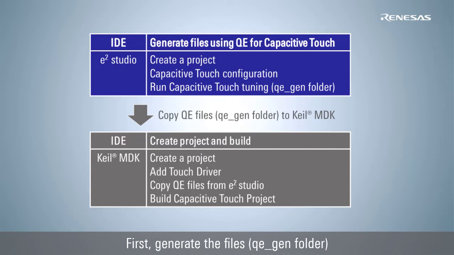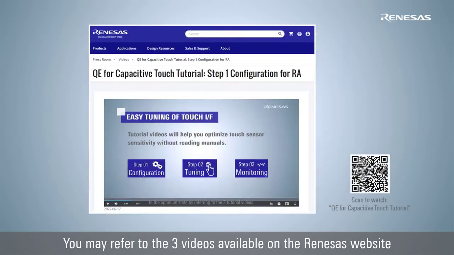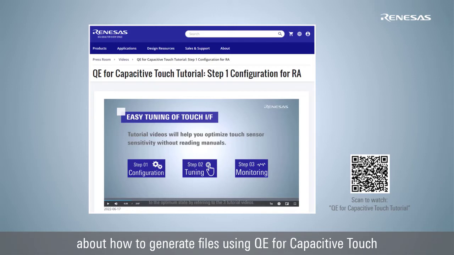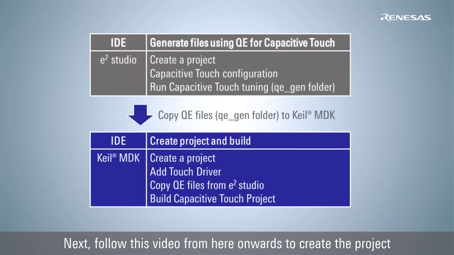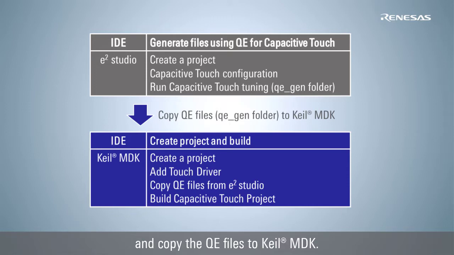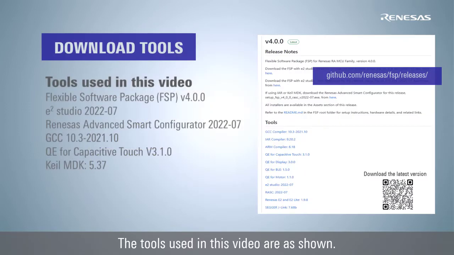First, generate the files using QE for capacitive touch in e2 studio. You may refer to the 3 videos available on the Renesas website about how to generate files using QE for capacitive touch in e2 studio. Next, follow this video from here onwards to create the project and copy the QE files to Keil MDK. The tools used in this video are as shown.